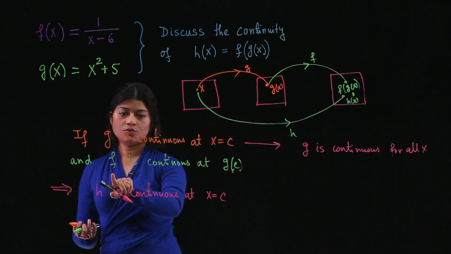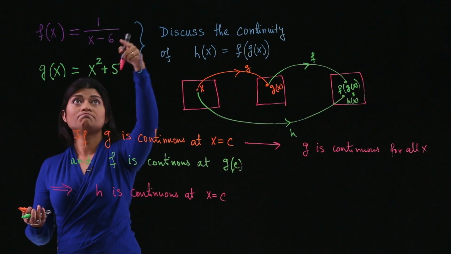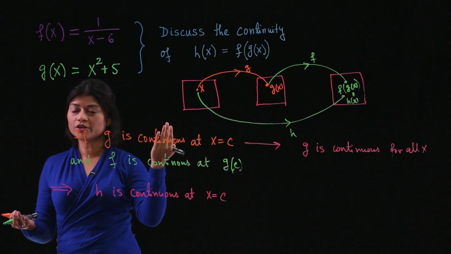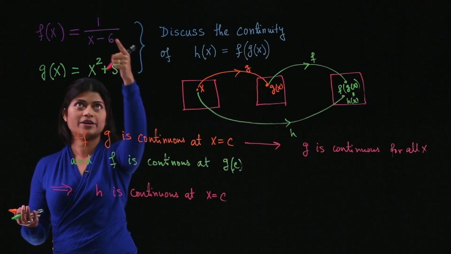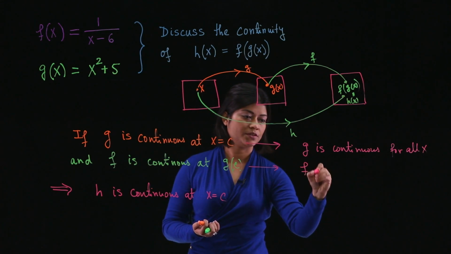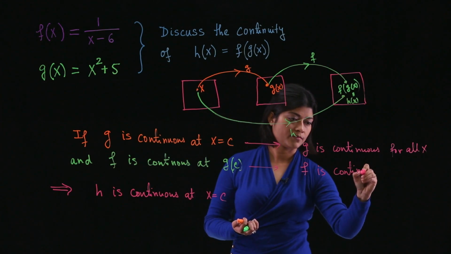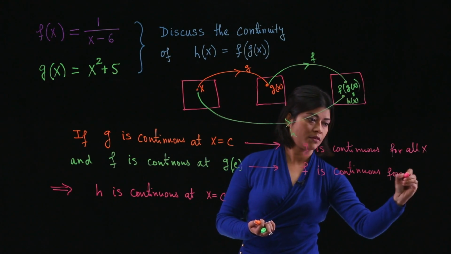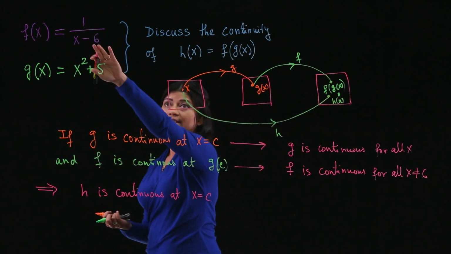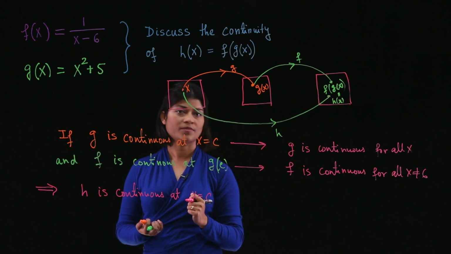Okay, that's good. Now, where is f continuous or discontinuous? Look at the expression for f. You see there is a denominator, and if the denominator is 0, the function is not continuous there. And there is a point where x is equal to 6. So we see that f is continuous everywhere except that one point, for all x not equal to 6. Everywhere else, it's fine. The only place it is not continuous is at 6.